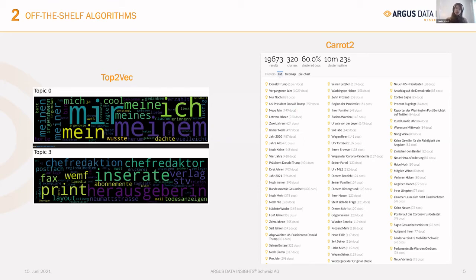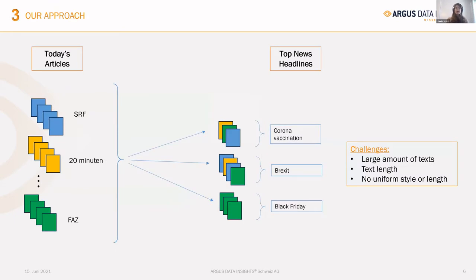So unfortunately, I couldn't use any off-the-shelf algorithms, but I had to come up with my own pipeline. And just to mention some of the challenges, I already mentioned, of course, there are a lot of texts. As I said, like 10, 20,000, depending on the day. So the algorithm needs to be relatively fast.